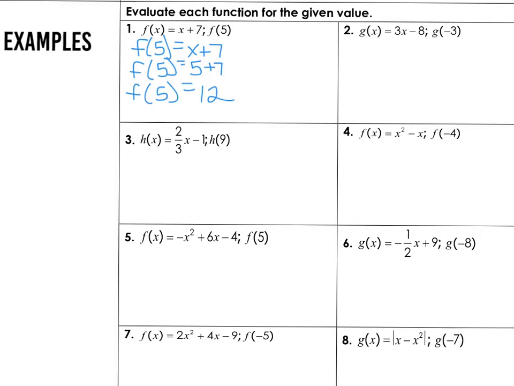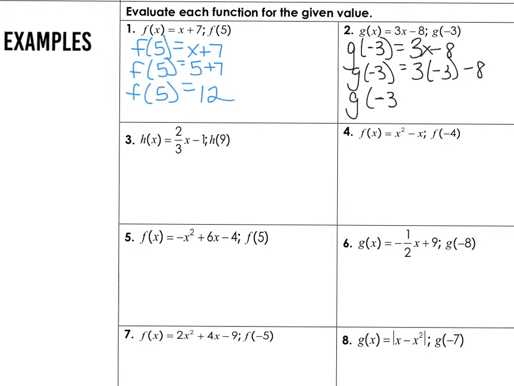So I have g of x equals 3x minus 8, and they want us to find g of negative 3. So I'm going to write this as g of negative 3 equals 3x minus 8, and now I'm going to replace my x with negative 3, and be careful with that because you have negatives. You want to do your multiplication first, but when you simplify that, put it all in your calculator, you should get negative 17.